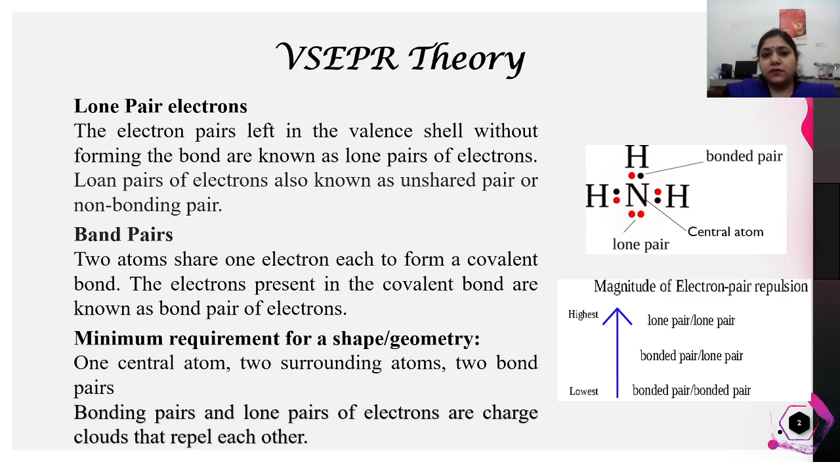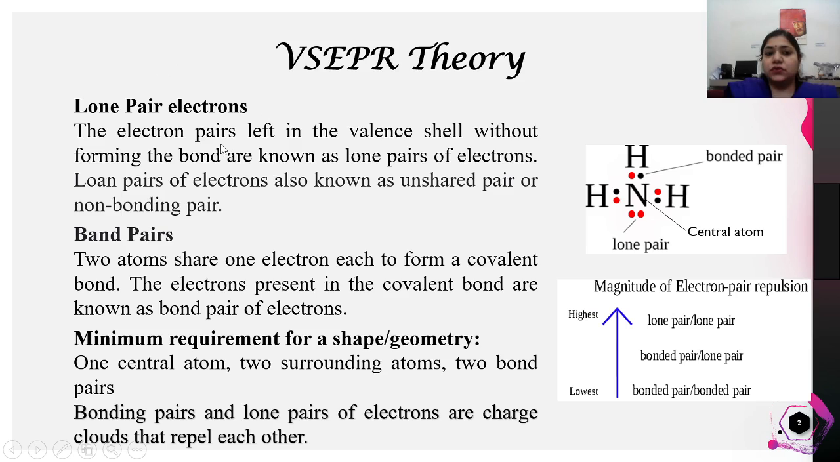To understand VSEPR theory properly, you should know about the lone pair electrons, bond pair electrons, central atom, and some minimum requirement which is necessary to explain the structure of any molecule. So first, lone pair electrons. Lone pair electrons are those electron pairs which are not used in the bond formation.